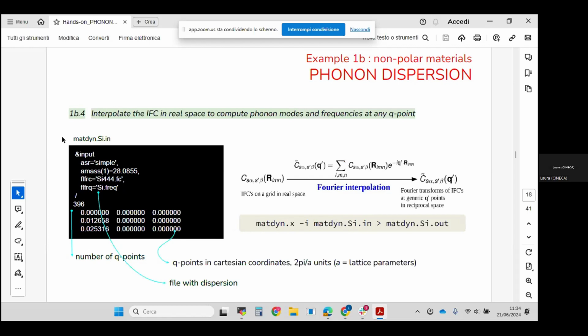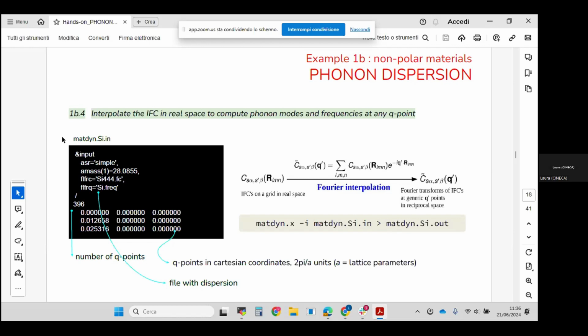So once we have interatomic force constants in real space, we can implement a Fourier interpolation in order to compute the phonon dispersion, in order to compute the interatomic force constants at any Q point, even if this Q point is not contained in the grid that we used initially to compute the dynamical matrices. The name of the executable which does this operation is matdyn, and the input should specify the acoustic sum rule that you want to impose, the atomic masses, the name of the file where you stored the interatomic force constants in real space, and the name of the file, in this case c.freq, where you want to store the dispersion.